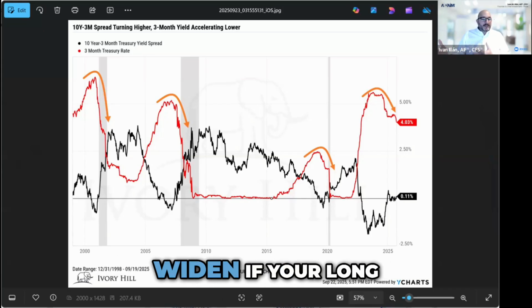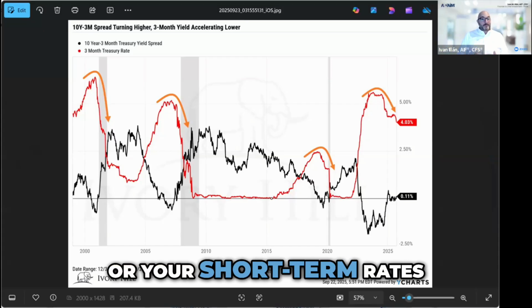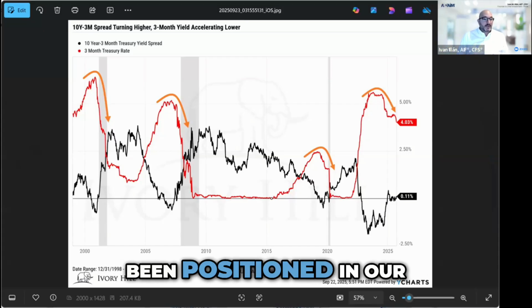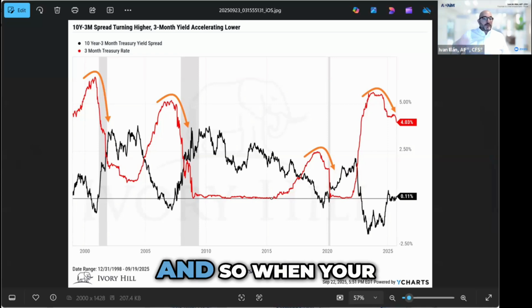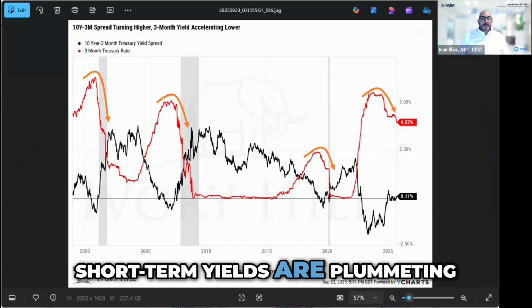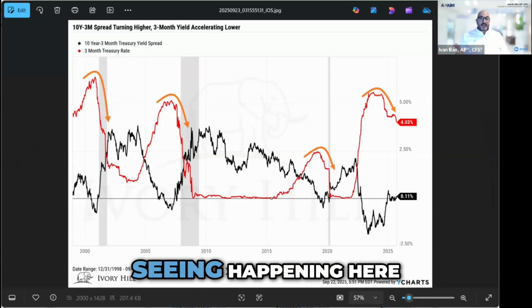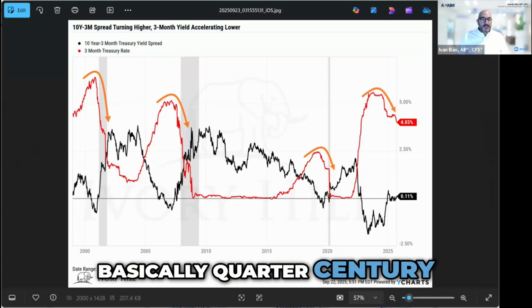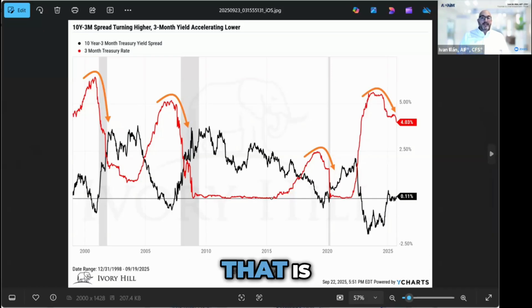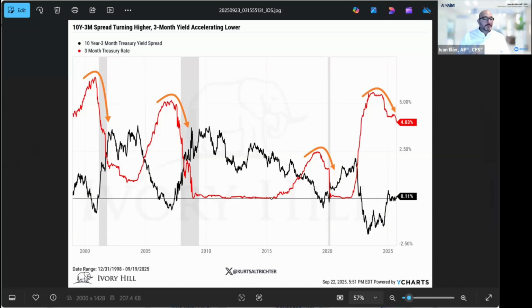The spread can only widen if your long rates are surging and going higher, or your short-term rates, which is how we've been positioned in our portfolios to benefit from that, are plummeting. And so when your short-term yields are plummeting, the values of those are going up. There's more demand for those, and that's what we're seeing happening here. And in looking back over the past basically quarter century, that event happening precedes every recession.